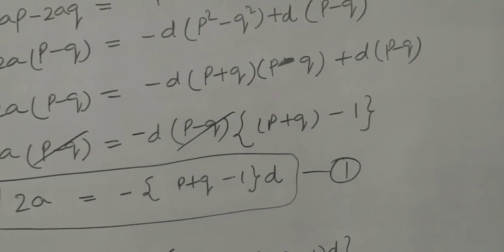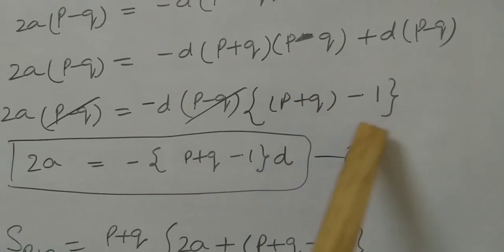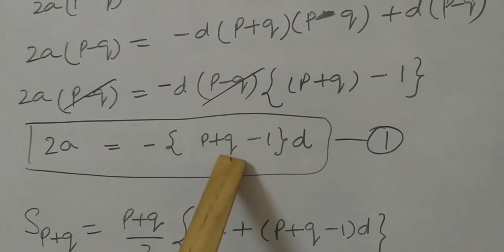2A equals to minus D and (P plus Q minus 1). Minus bracket (P plus Q minus 1)D.